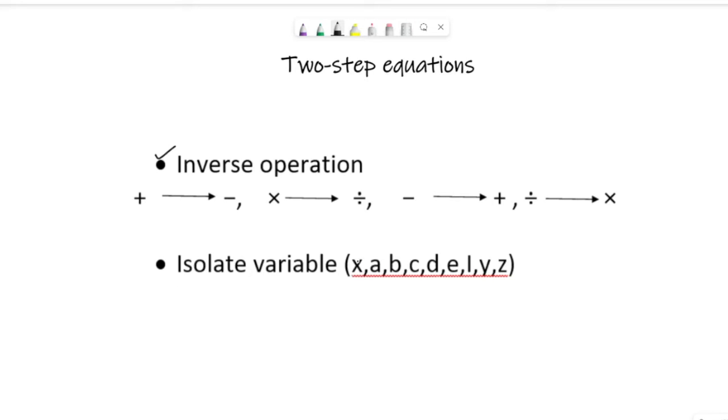Our variable can be anything like X, A, B, C, any alphabet you can see there. So we always have to make the variable alone. Whatever extra operation is happening with the variable, we do the opposite of it, the inverse of it, to cancel it. Those who want to know the basics can find the link in the description about the one-step equations. Okay, so let's continue with the first example, everyone.